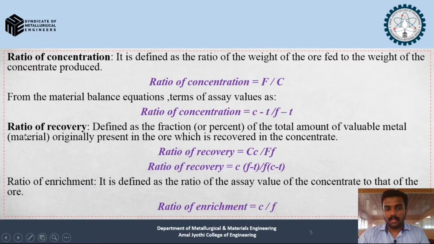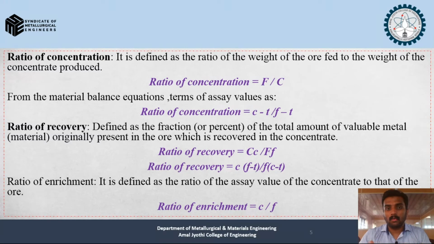And next we have the ratio of recovery. Here the term will be totally reversed compared to the ratio of concentration. Here you can see the ratio of recovery will be Cc by Ff. That means it is defined as the fraction of the total amount of valuable metals or minerals or materials present originally in the ore. Imagine you have the feed and we have the concentrate, and how much valuable mineral is present in that particular concentrate, we have to find that. So that is termed the ratio of recovery.